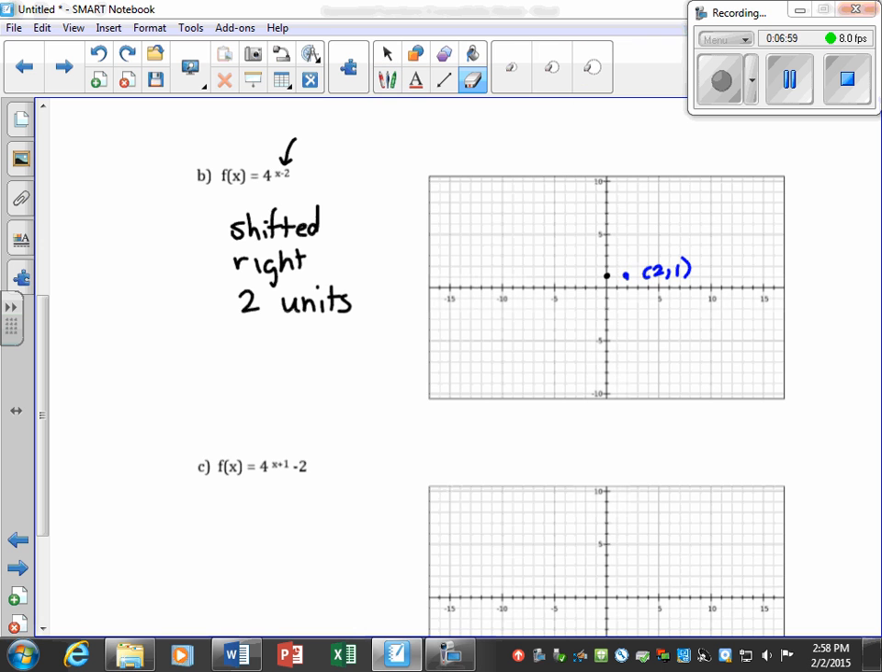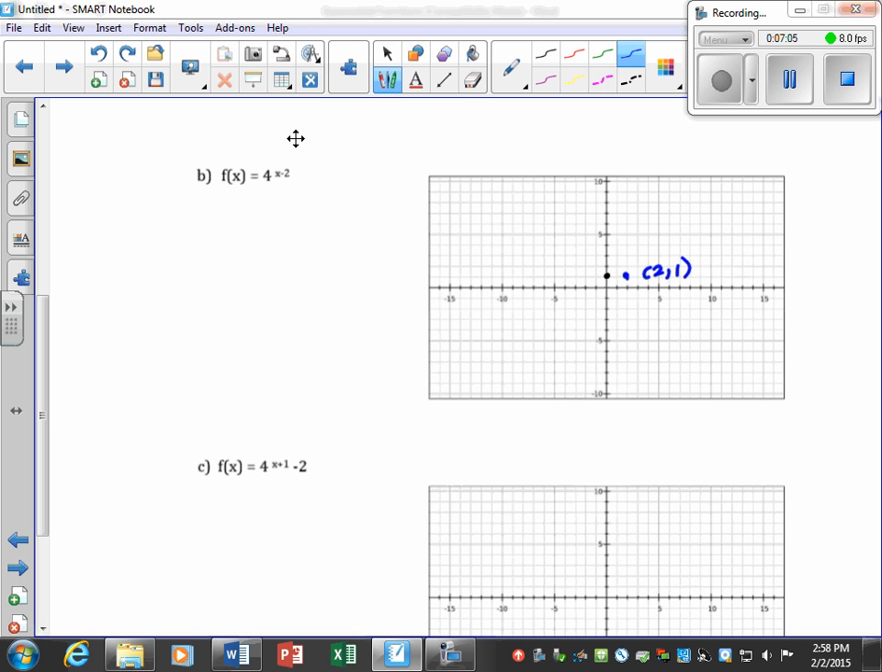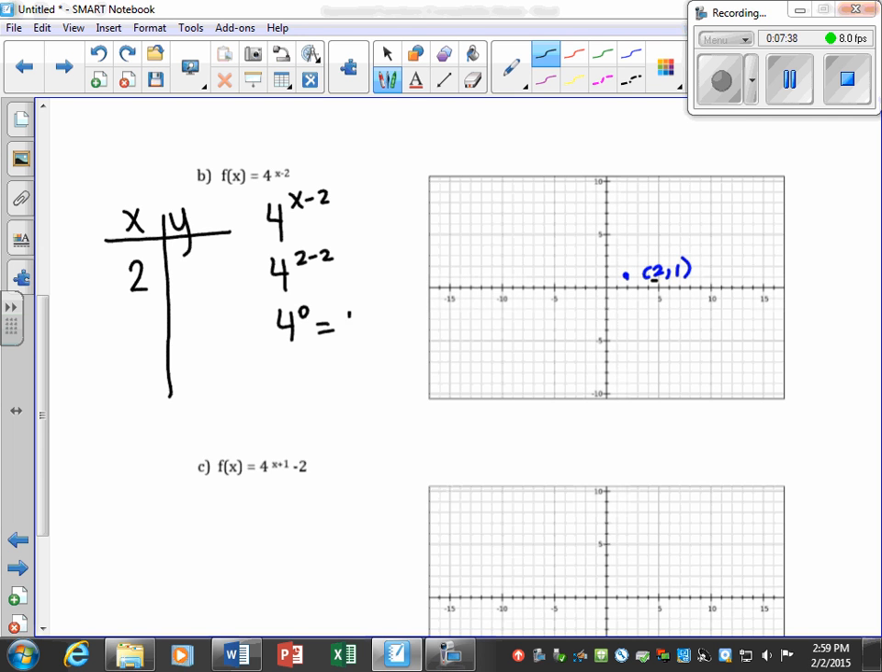But let me just take that away for a minute, and let's say I didn't remember that. I didn't remember transformation, so if all else fails, I can make an XY table. And let's just verify this. So let's do x is 2, just because I made that point using transformations. So that would be 4 to the x minus 2. If I let x be 2, I would have 2 minus 2, which would be 4 to the 0 power, which is equal to 1.